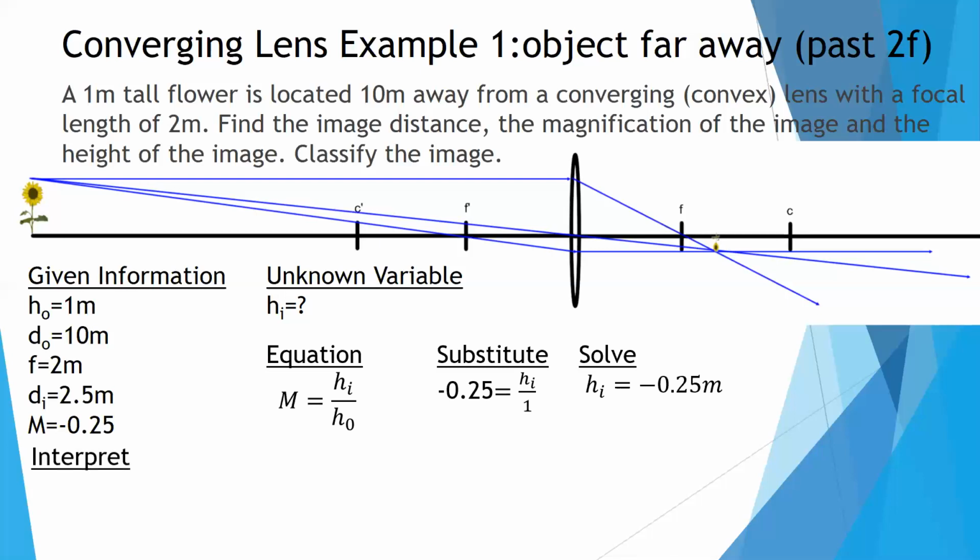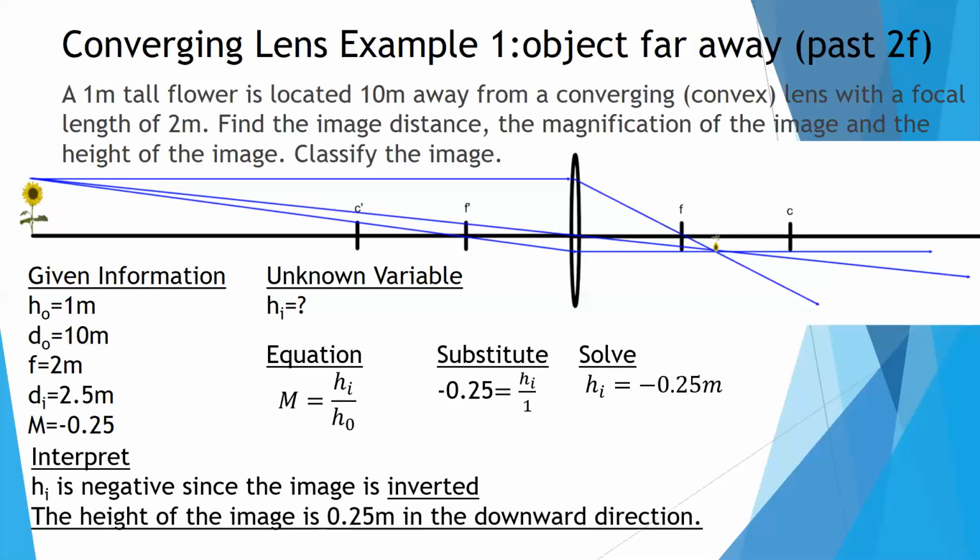So if we interpret that once again, it's a negative height because our image is inverted, right? If you think about it, you can't have a negative height. You can't be negative 6 feet tall. The negative just means that we're pointing downward. Okay, so the image height is 0.25 meters, 25 centimeters in the downward direction. So it's an inverted image, and it's 1/4 the size, as we mentioned earlier, 25%.